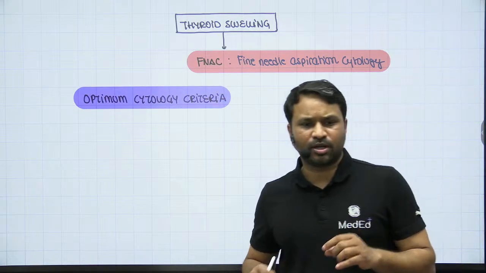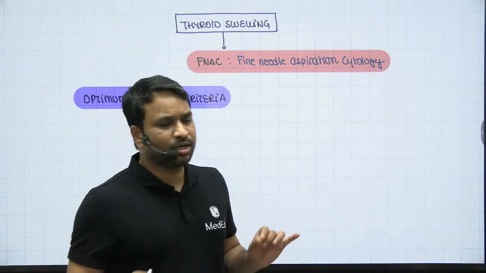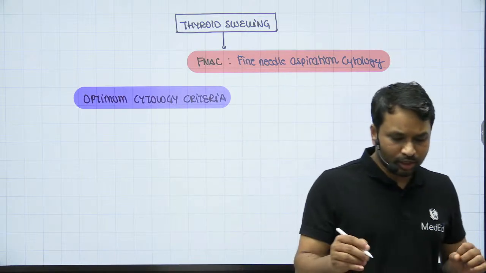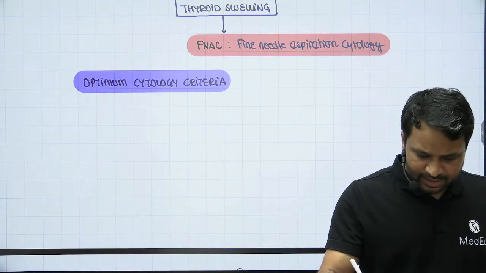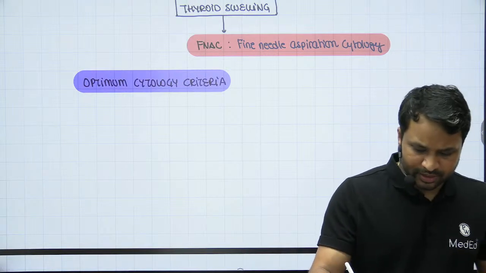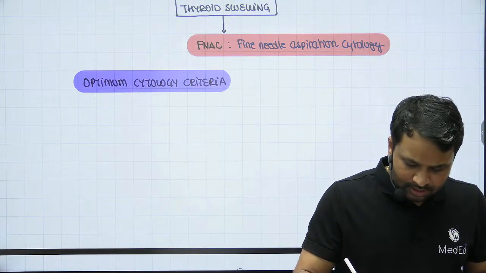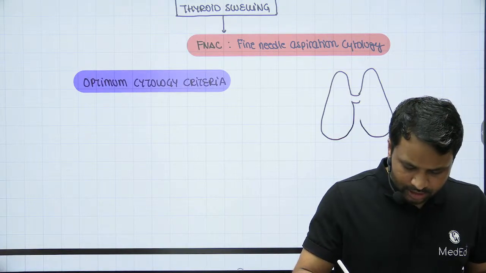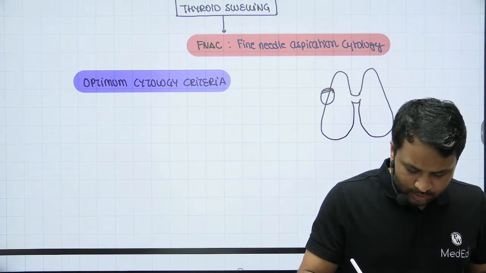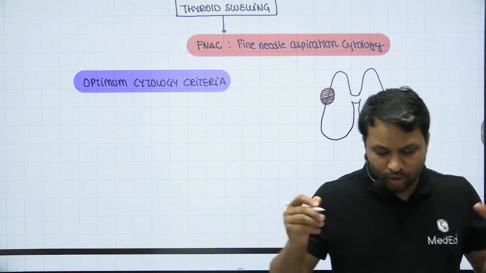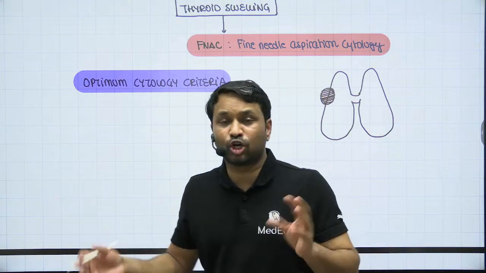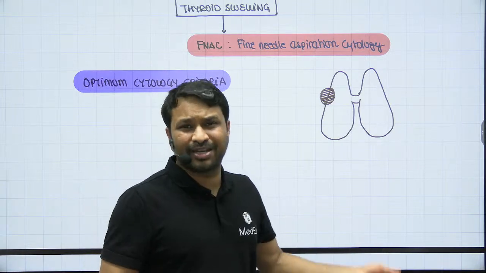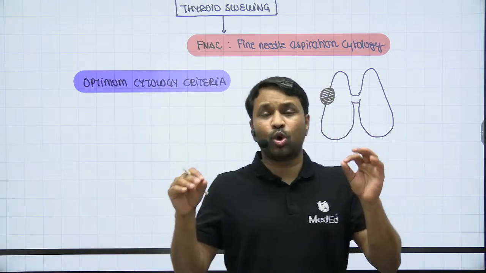Now, what is an optimum cytology? That means in order to get the best result from a swelling, you should take the sample quite well. Now, how do you do an FNAC? I'll give you a quick component on FNAC. Let's say there is the thyroid gland present here, and there is a swelling in it. I want to know whether this swelling is malignant or non-malignant. Is it cancerous or non-cancerous? Is it benign or non-benign? Or is it inflammatory? Based on that, I want to know what type of cells it is.